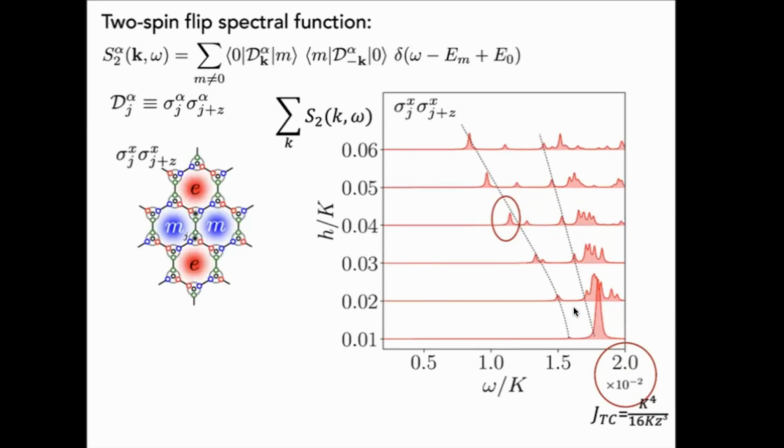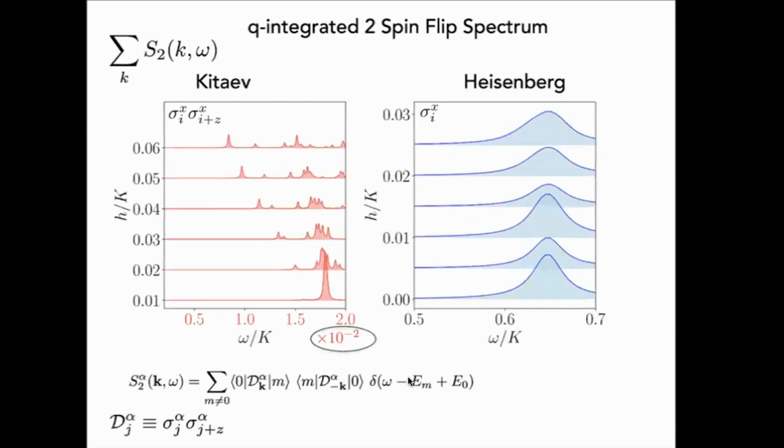I sum over K, just to look at the integrated weight. If you were looking at the Heisenberg, you see this broad feature as I had mentioned before. This is as a function of omega, and this is for different fields. Now, if you look at the Kitaev, let's pick a certain field, you see many little peaks. You don't see a lump, you see many peaks, and that is a signature that your mode has fractionalized.